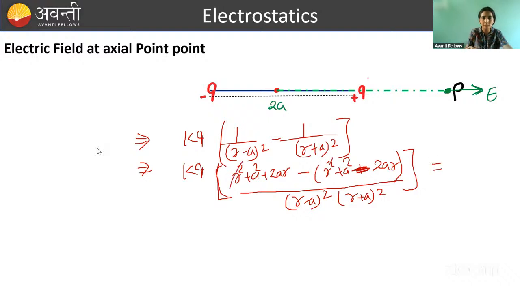This will get cancelled with this. This will get cancelled with this. This minus minus will become plus. So this is 4AR into KQ divided by, this is (R minus A)(R plus A). So this is R square minus A square to the power how much? Square. Okay, how did I write that?